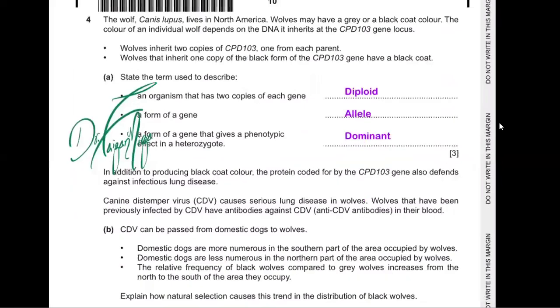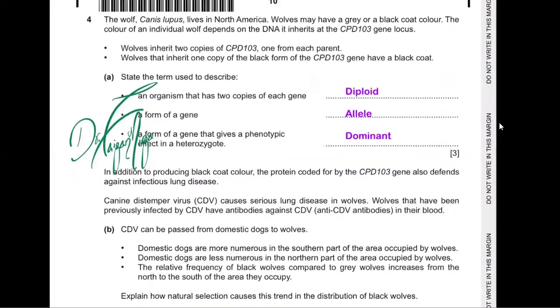Come to question 4. Here they have given you a question of a wolf. Again, the first word in italics is the genus, and the second is the species. It lives in North America. Wolves may have gray or black coat color. The color of an individual wolf depends on its DNA, which it inherits, and the gene is mentioned. Wolves inherit two copies of this gene from each parent. Wolves that inherit one copy of black from this gene have a black coat.